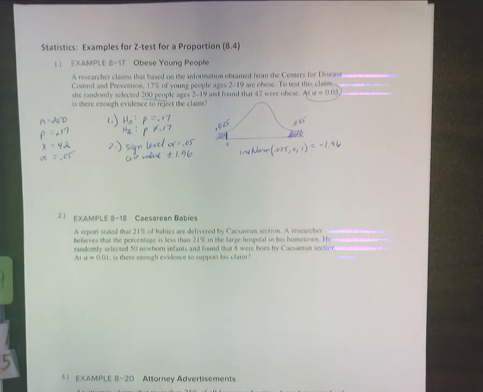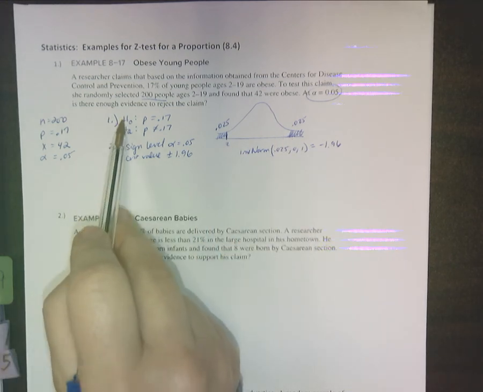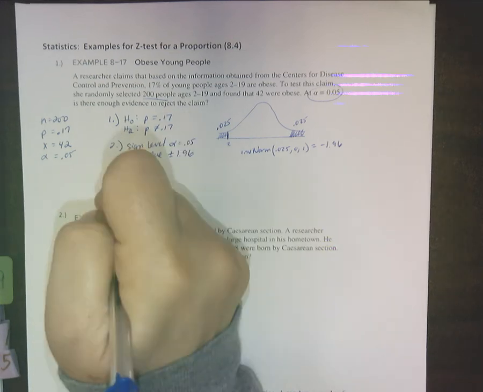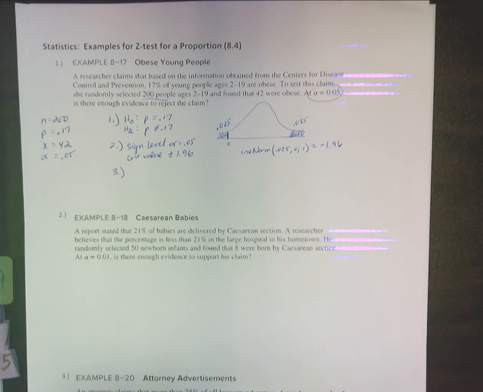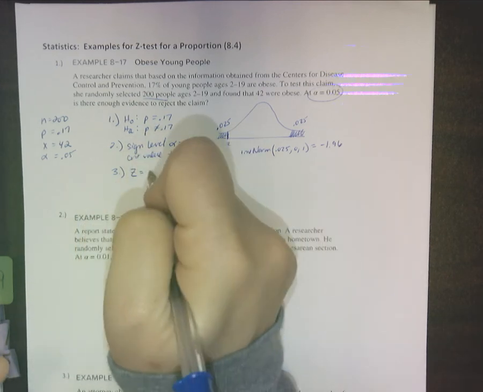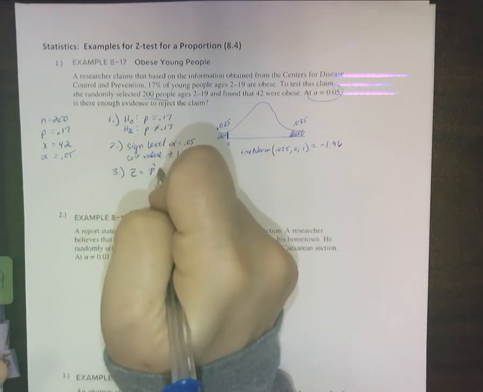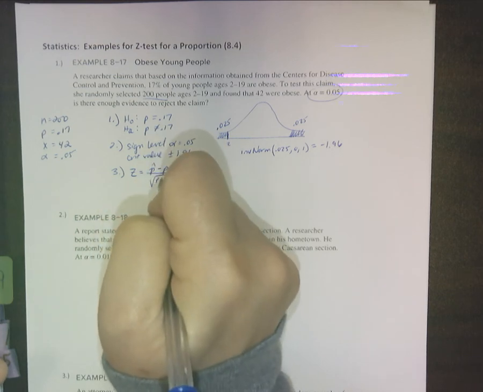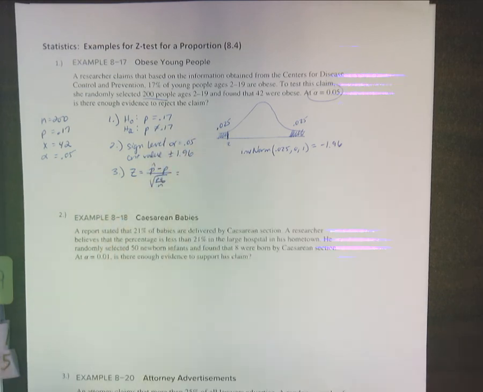Okay, so step number 1, write your hypotheses. Step number 2, state your significance level and the critical value. Step number 3, now you are going to do your Z test statistic for this proportion. And again, the formula is P hat minus P over the square root of PQ over N. So let's put some things in here.